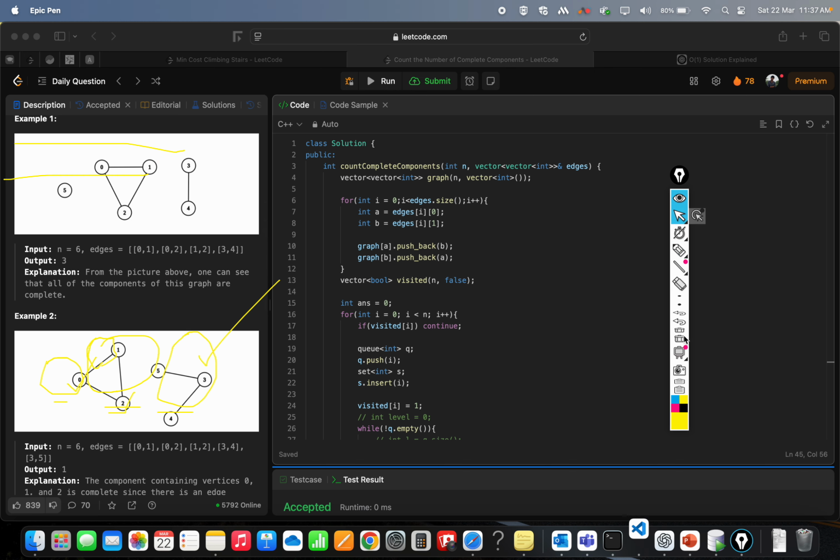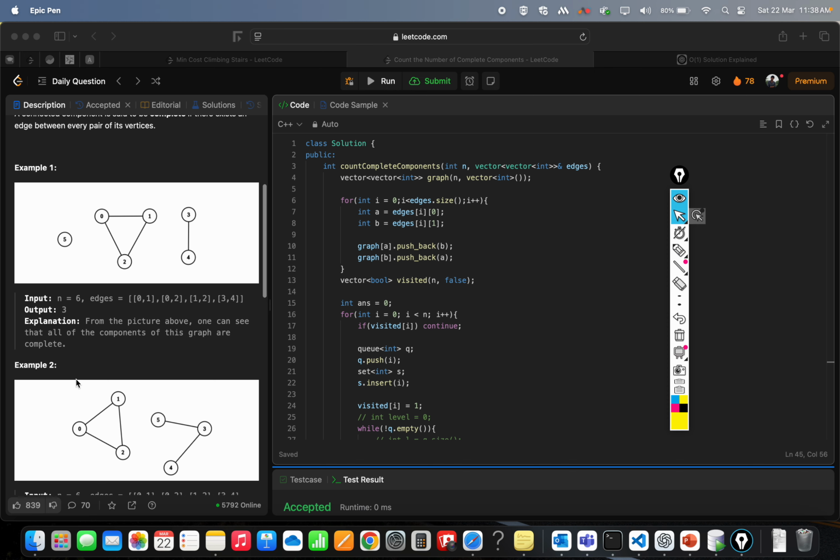Now talking about these two graphs, this is a component and this is a component because these are separate groups. This one is a complete component because all three nodes are connected with each other, but this is not a complete component because these two nodes are not connected. So in this case our answer is 1 because there is only one complete component in this graph. In this case the answer is 3 because there are 3 complete components.